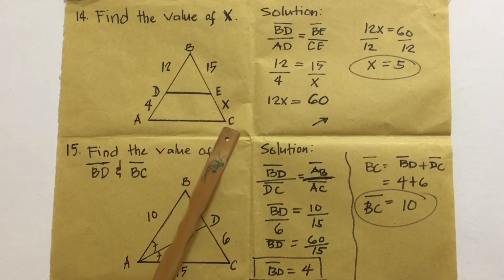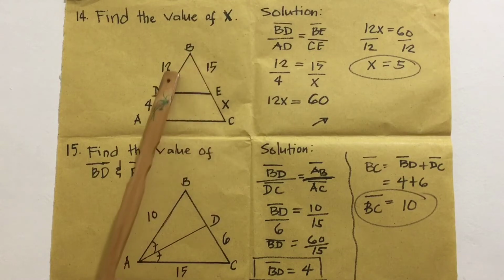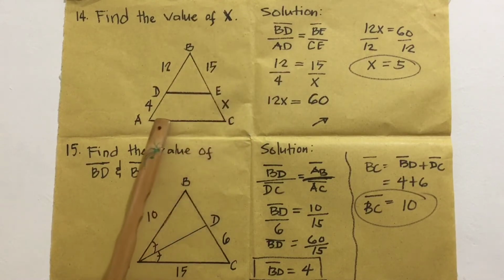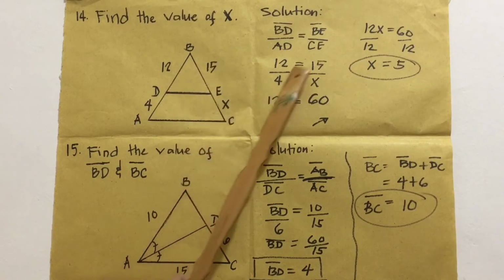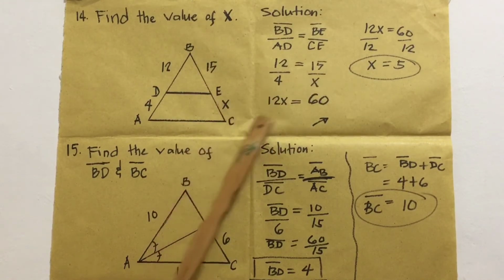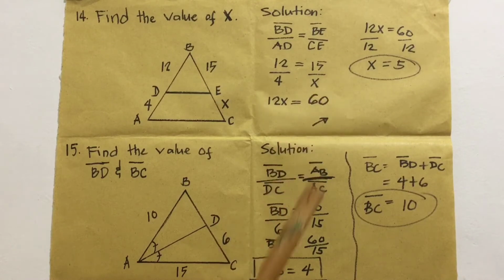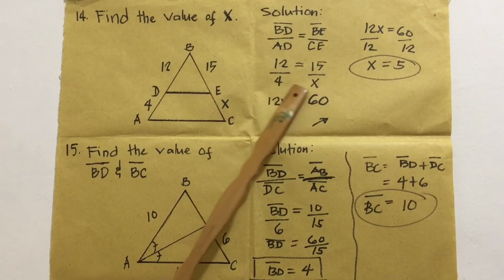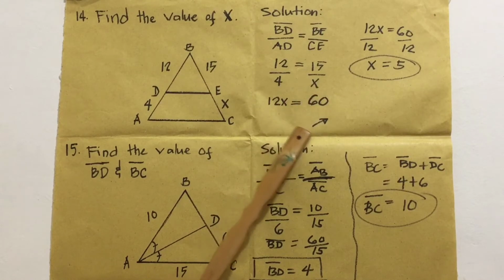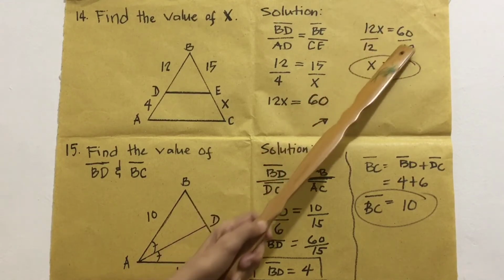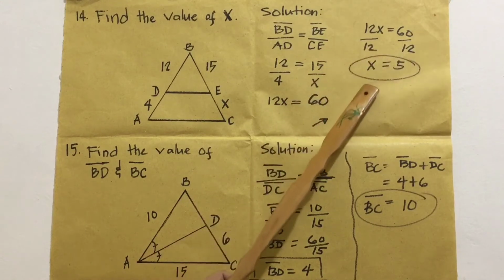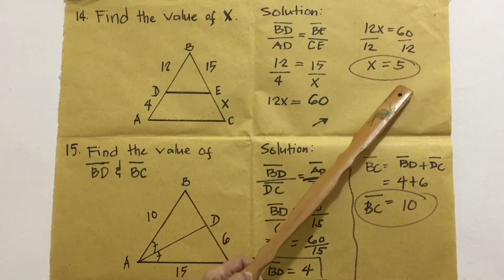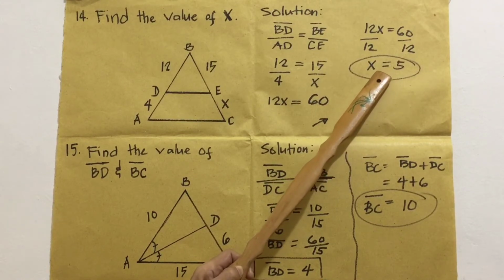After setting up the proportion, our next step is substitution. The segment BE is 12, the segment AD is 4, and segment BC is 15, and AC is x, no value. Then next is cross multiplication. x times 12 equals 12x, and 4 times 15 equals 60, and we're going to divide both sides of the equation in order to find x, and 60 divided by 12 equals 5. So the value of x is 5.